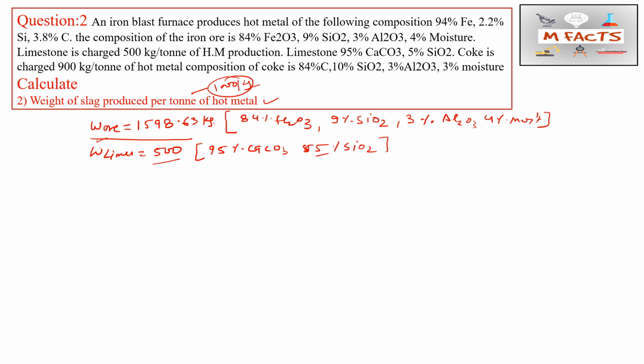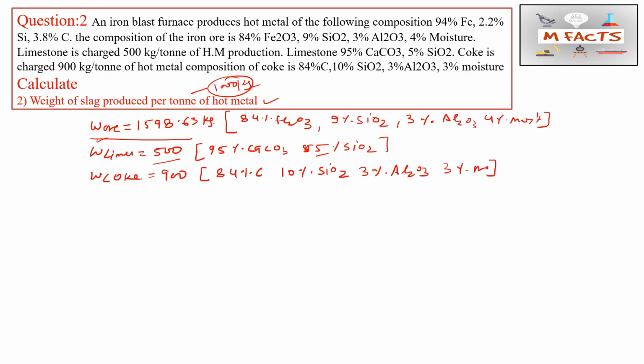The next thing is that we are charging coke here, so the weight of coke is also given, that is 900 kg per ton of hot metal. This 900 contains 84% of carbon, 10% of SiO2, 3% of Al2O3, and 3% of moisture.